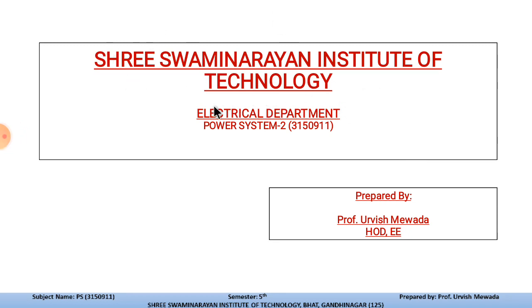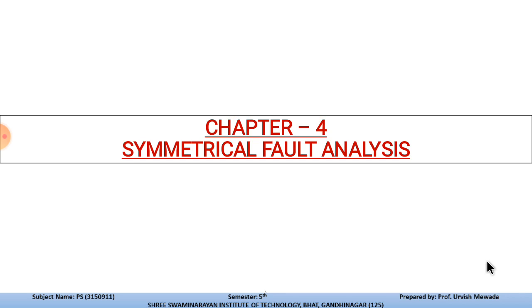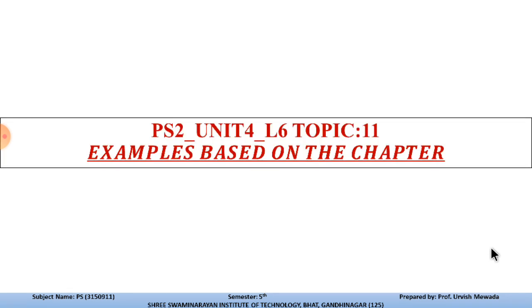I am the subject matter expert of Power System 2, which is in the 5th semester Electrical Engineering, GTU. The subject code of this subject is 3150911. Students, we are currently discussing chapter number 4, Symmetrical Fault Analysis, in which today this is our lecture number 3, in which we are going to discuss topic number 11, the example based on the chapter.